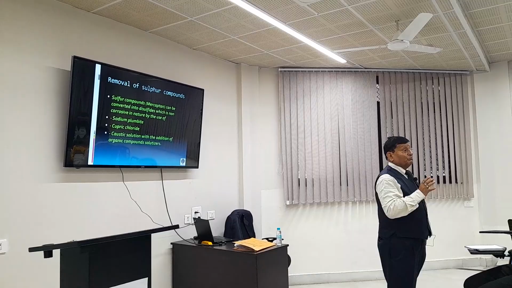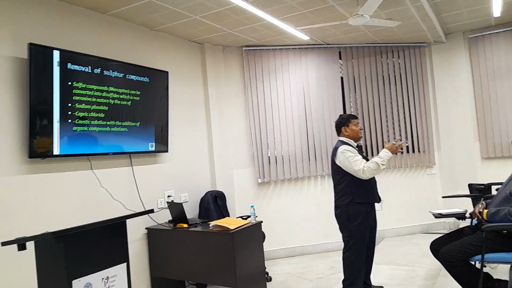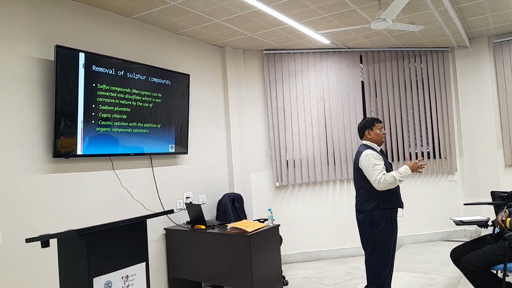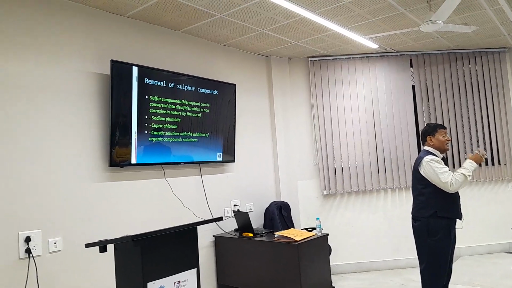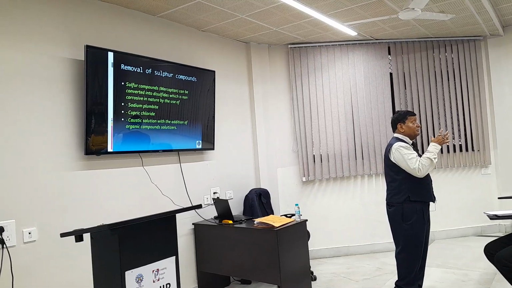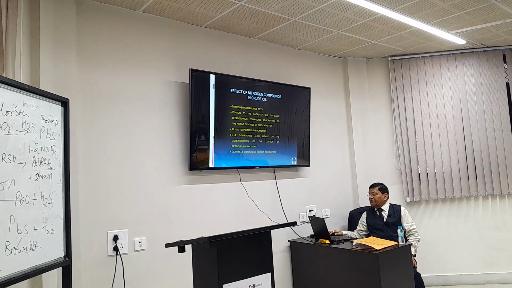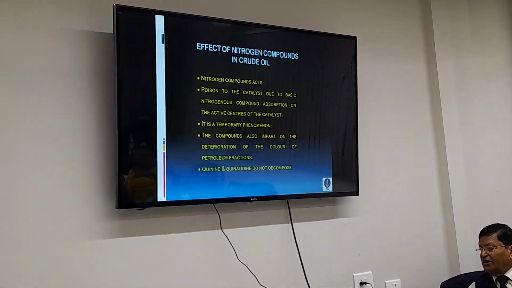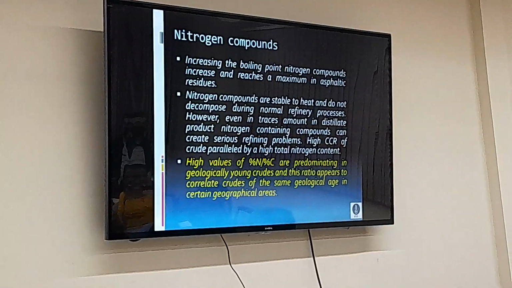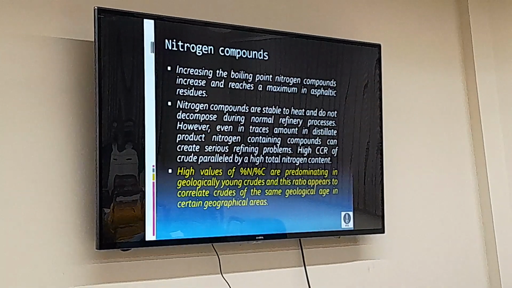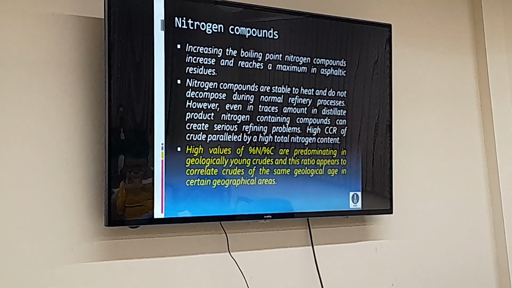Because you see, poison for catalyst, like your hydrocracking, all these you are using the zeolites as a catalyst. They are having the acid sites, active acid sites. Poison to the catalyst, temporary phenomena, compounds in for deterioration in the color and also degradation in the catalyst. Nitrogen compound increasing the boiling point, nitrogen increasing from lower to higher fraction, increasing the density, concentration of nitrogen increasing.